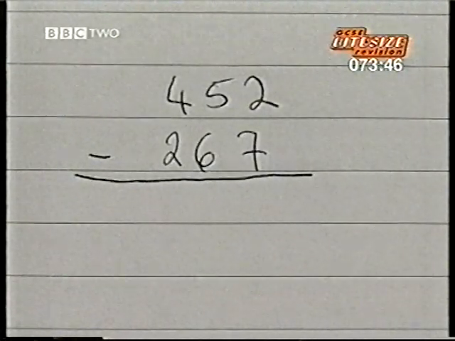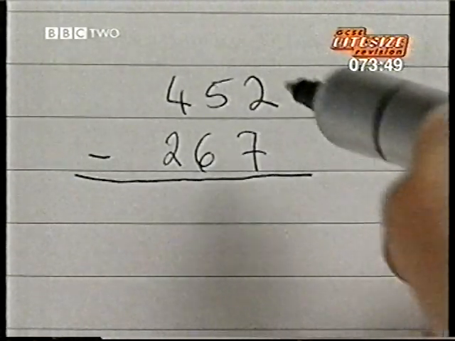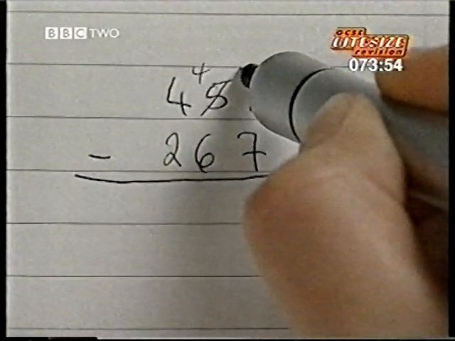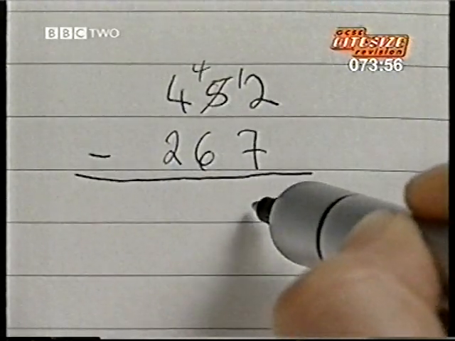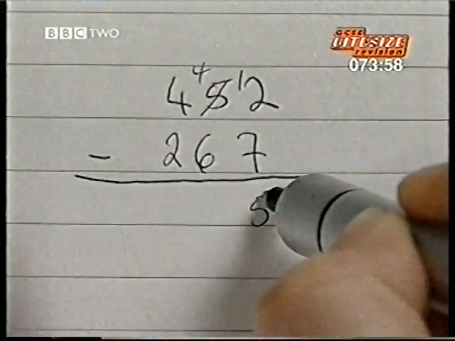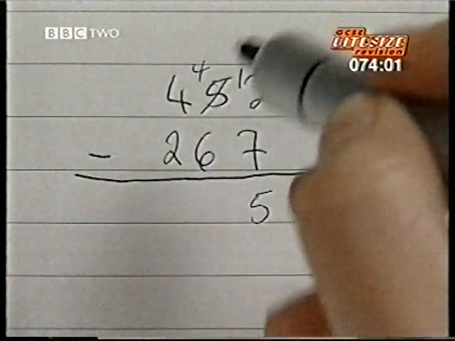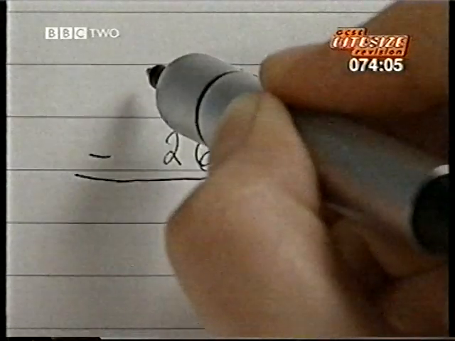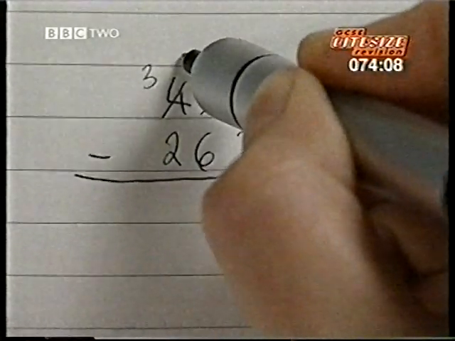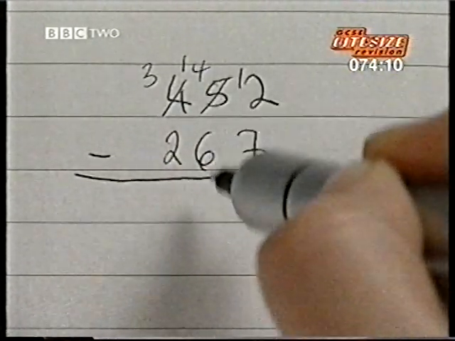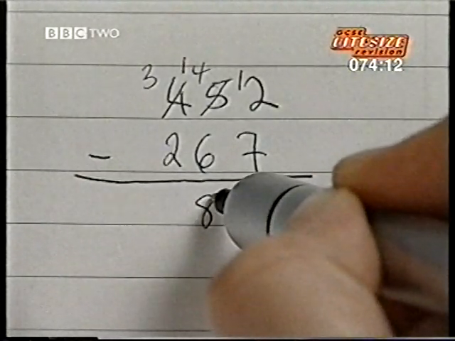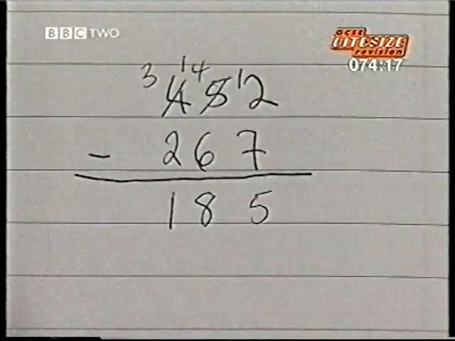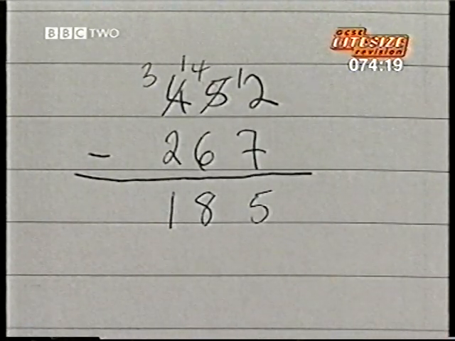Again, make sure the columns are lined up correctly. 2 take away 7 you can't do, so borrow 10 from the 50 leaving 40 and give it to the 2 to make 12. 12 take away 7 is 5. 40 take away 60 you can't do, so borrow 100 from the 400 leaving 300 and give it to the 40 to make 140. 140 take away 60 is 80. Finally, 300 take away 200 is 100, answer 185.